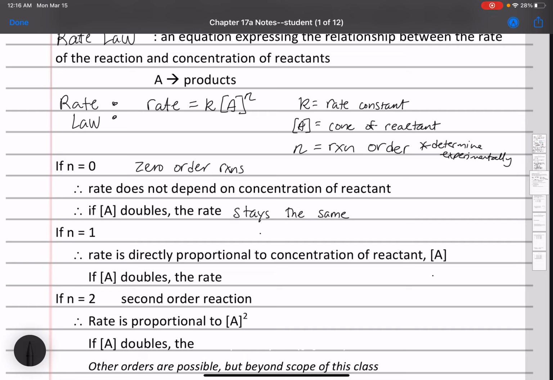A good real world example of a zero order reaction is one where it doesn't matter how much reactant you have. It doesn't matter what the concentration of the reactant is. It doesn't change the rate of the reaction.